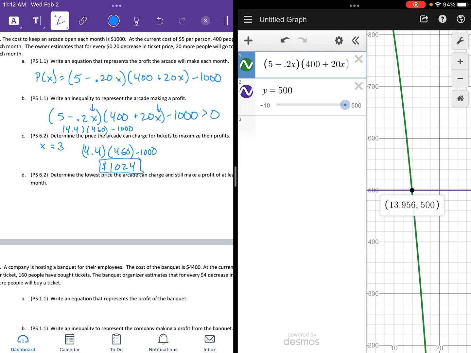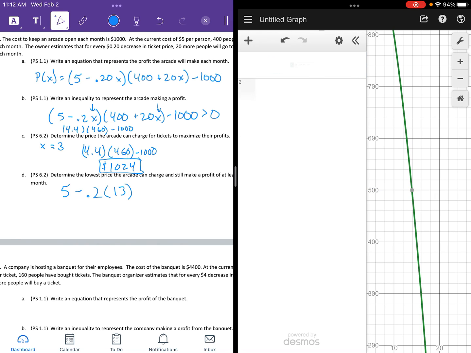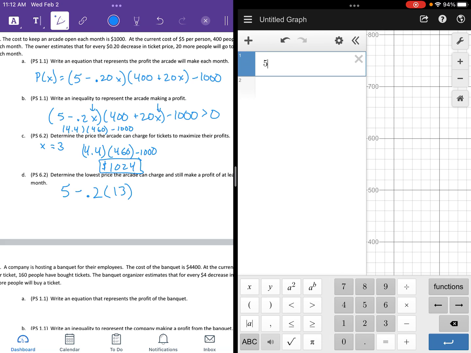All right, so what we're going to do is the question is asking us the lowest price. The price is determined by the 5 minus 0.2 times the x value. We're going to use 13 as our x value. So 5, we'll put it in Desmos. 5 minus 0.2 times 13 gives us $2.40. That's our answer.